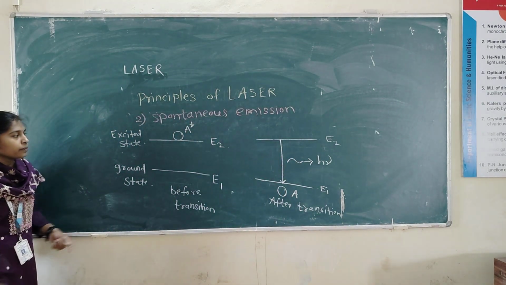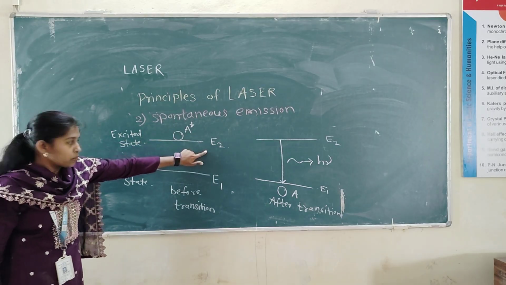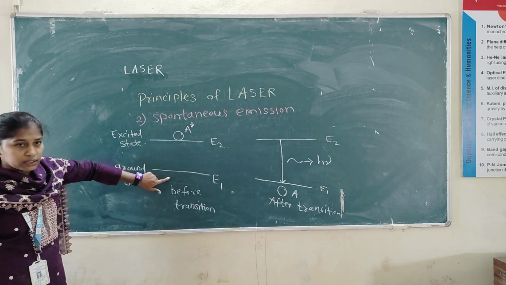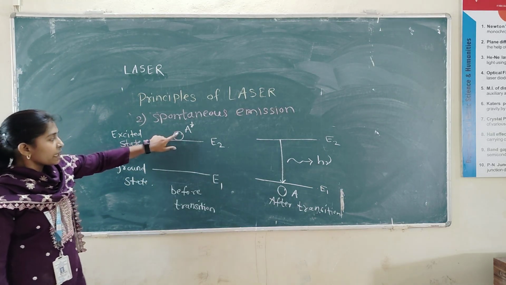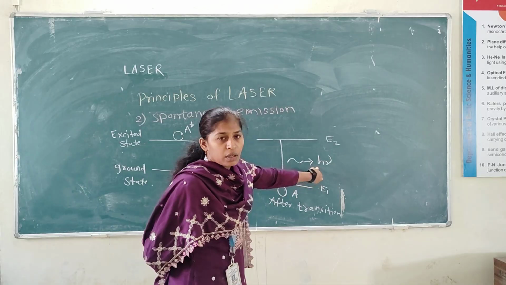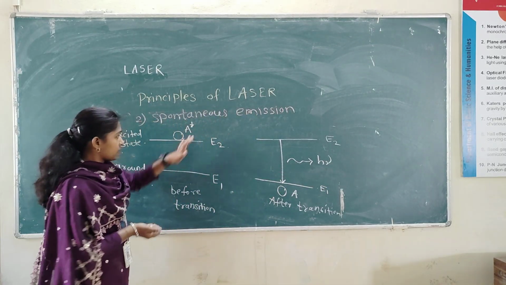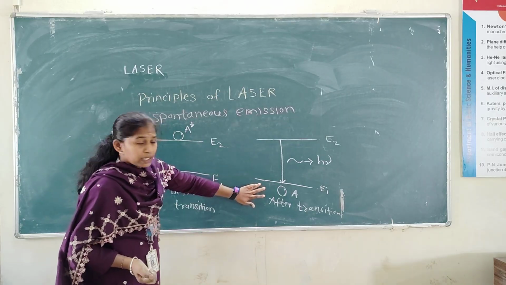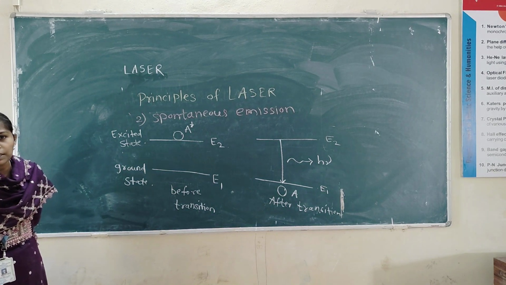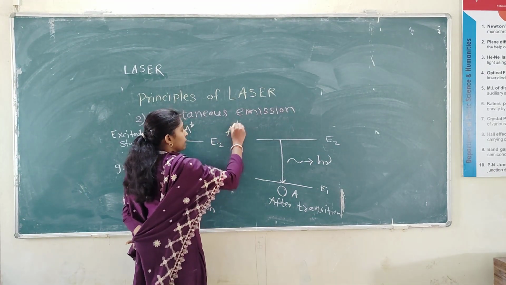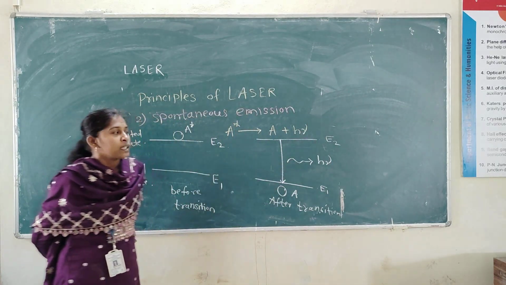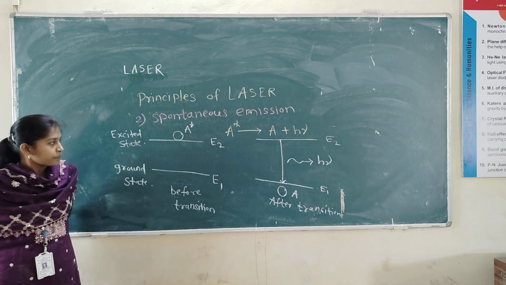In this figure, consider an atom already in excited state E2, which has higher energy, but the atom has a tendency to attain the lower energy configuration. Meaning the atom in the excited state can jump to the lower state E1 with emission of a photon of energy h mu. Atom A star jumps to the lower state as atom A with emission of energy h mu. Mathematically we represent it as A star gives A plus h mu. This is spontaneous emission.